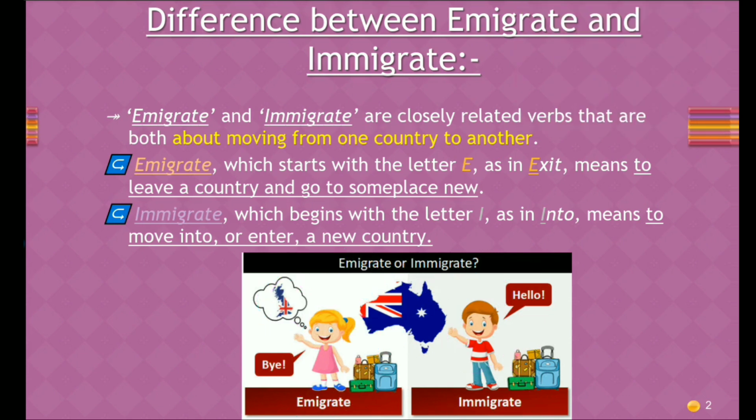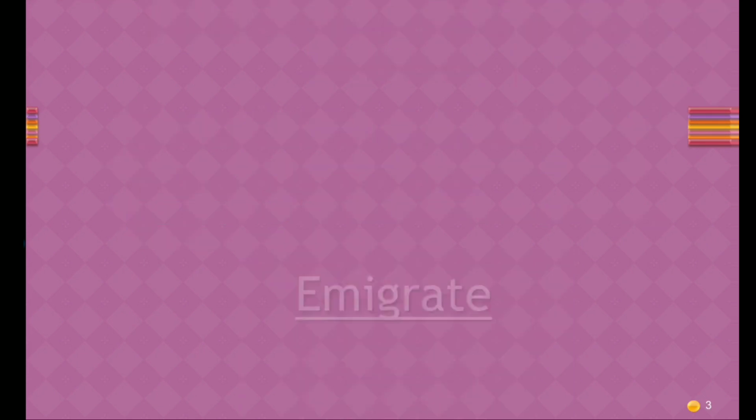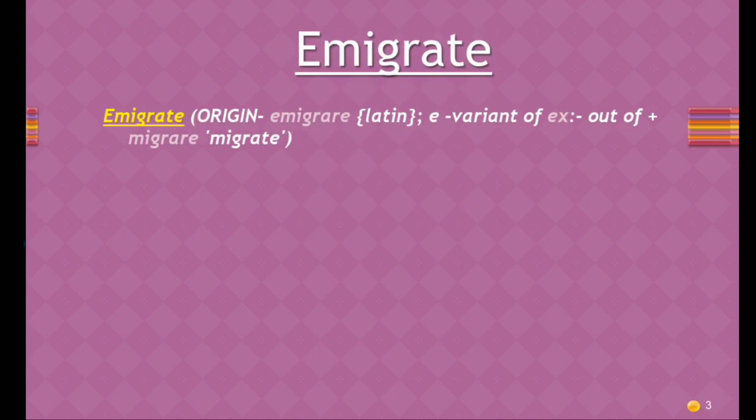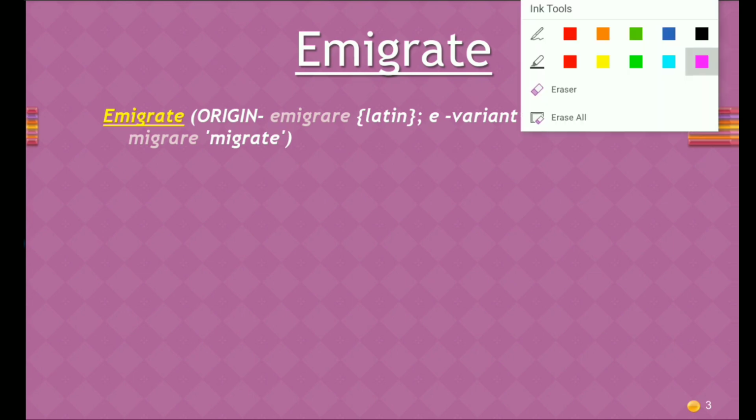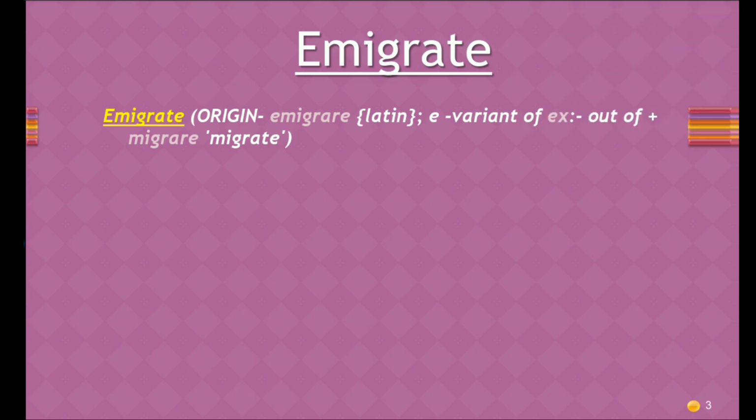So let's understand more deeply by seeing some examples. Let's get deeper into it. Now emigrate, which starts with E. Here you can see it starts with E. To memorize the meaning of this word, just keep in mind exit. It means to exit a country or leave a country to go to another country.